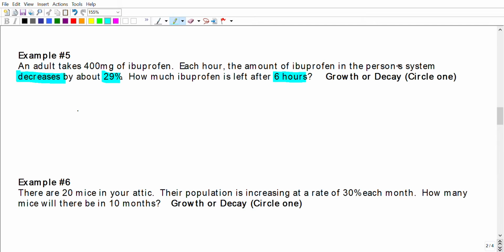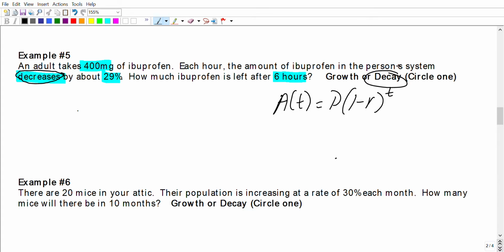Okay, so, oh, I forgot to highlight that one. So let's go ahead and talk about whether this is depreciation, whether it's growth, or whether it's decay. Well, that word decreasing there is a key word for decay. So once again, we have a decay type of problem here, so we know we're going to have to use our decay formula. Remember, this is when you have a minus here. Okay, so let's go ahead and identify the rest of our values.